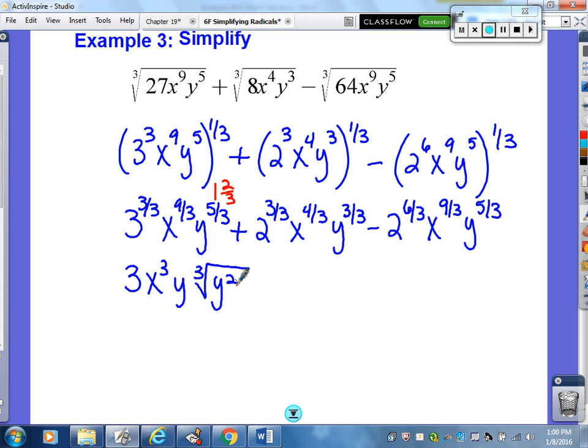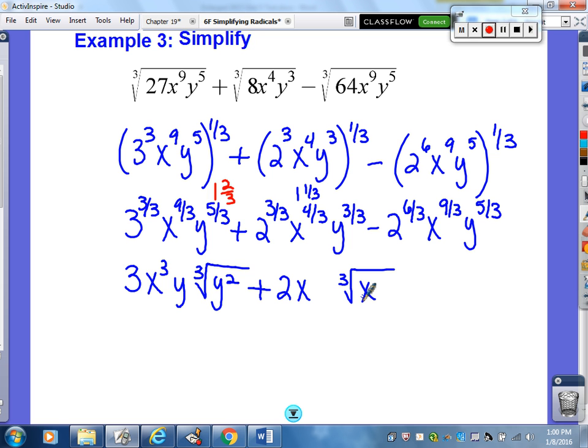Okay? All right, let's go to the next one. Plus, don't drop your addition. 3 over 3 is 1, so that just gives me 2. All right, so this is 1 1/3. So that means an x comes out and an x stays in.